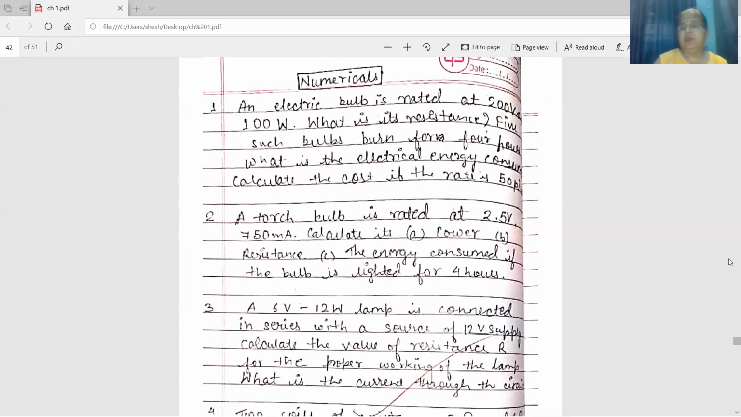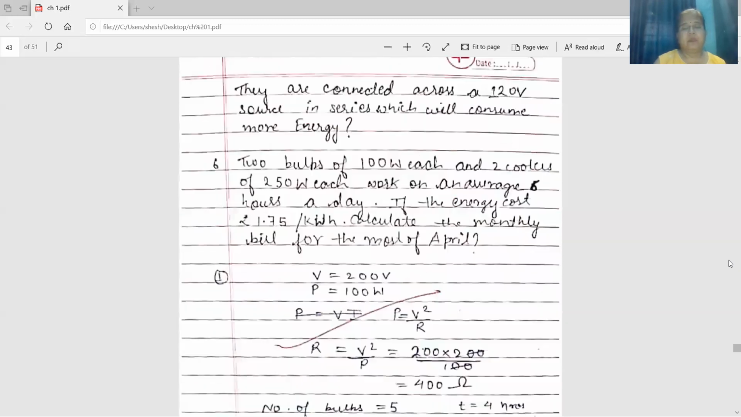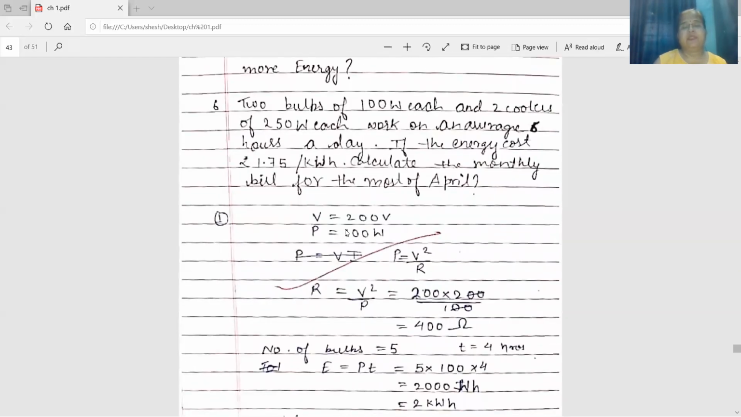Now come to the solution. See here, potential difference is given as 200 volt, power is given as 100 watt. You are asked to find out resistance. So you will use this formula P equals V squared by R. So R will be equal to V squared by P. V is 200, it is squared here. So we will take 200 into 200 divided by power, that is 100 watt. You will get 400 ohm.